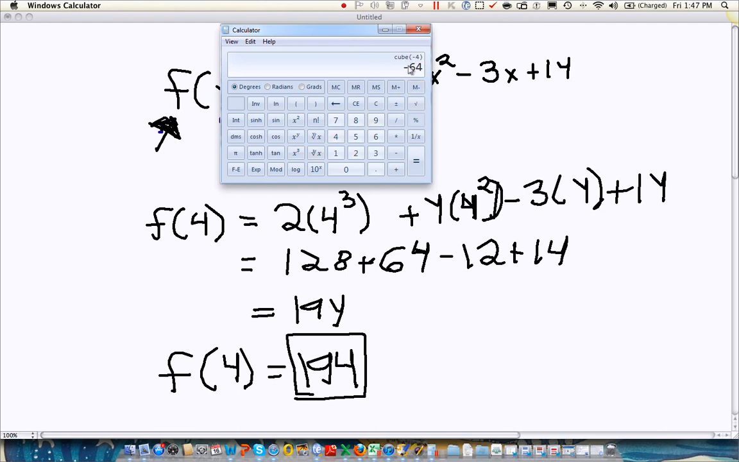Now this one did okay. The Windows one does do okay, but some of your physical calculators, and you guys are all working with different ones, some of them handle that differently. So it's just something good to be aware of.